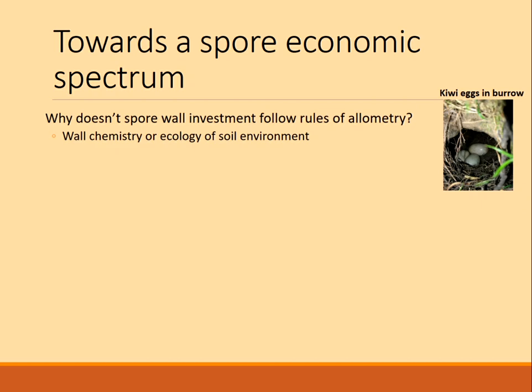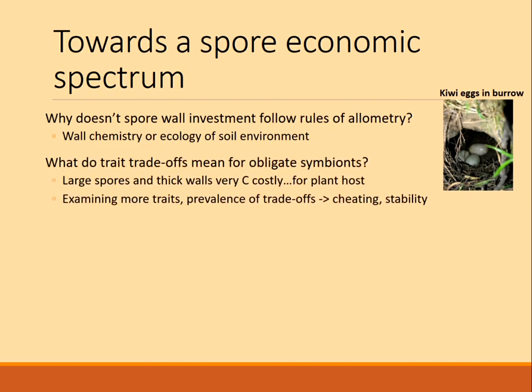And we can kind of take hints, going back to the bird analogy, from kiwi eggs. Kiwi birds form really large eggs with very thin, fragile shells, but they lay them below ground in protective burrows. And so the environment where they're laid allows these eggs to kind of break the rules of allometry. And spores are the same. They're born below ground in tiny pores of soil, and so it may be that their environment allows for a thinner wall with a larger spore.